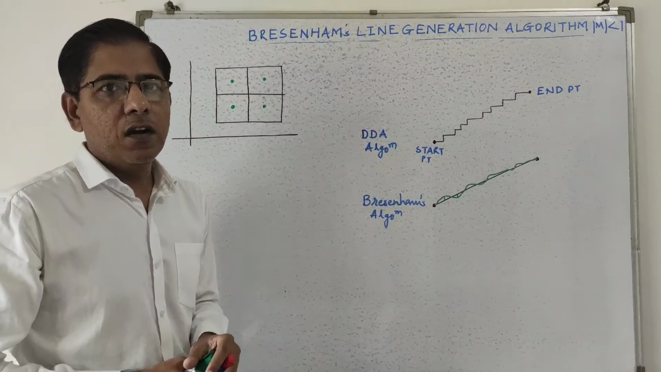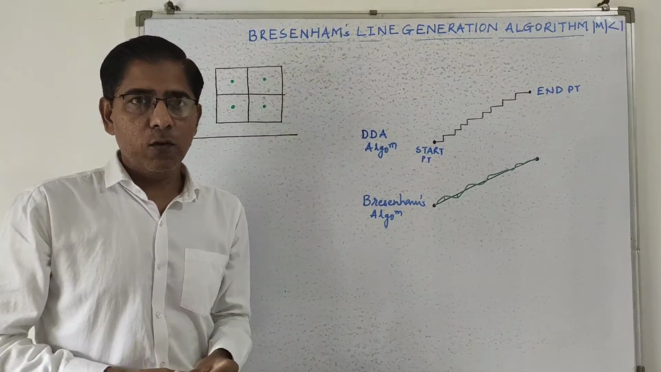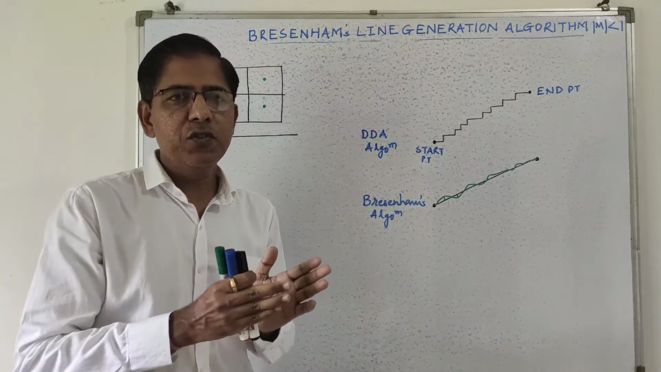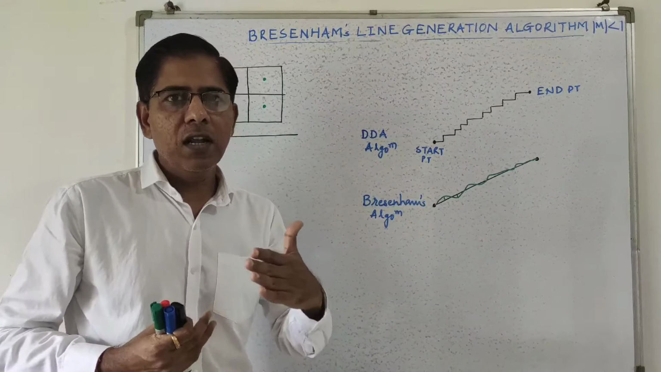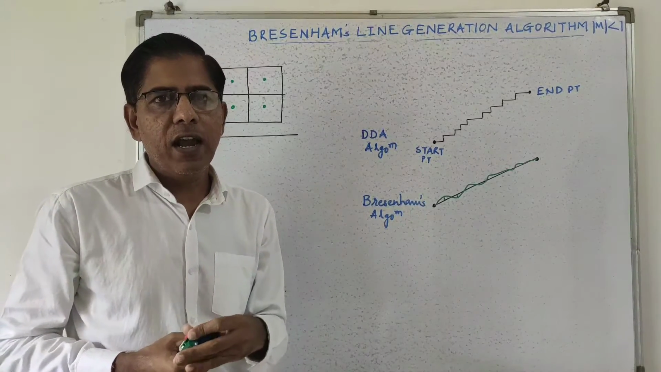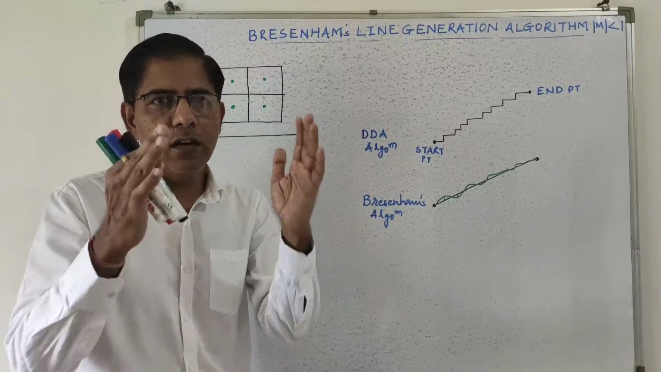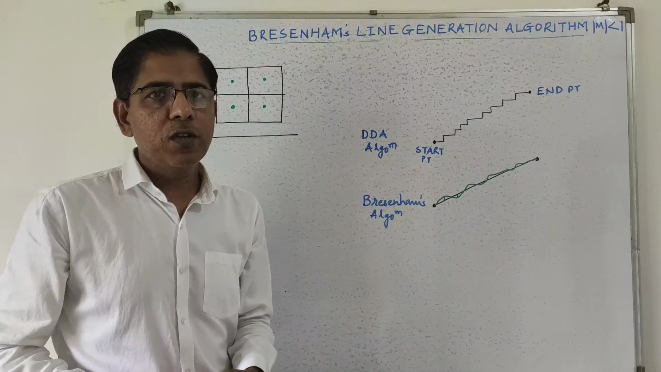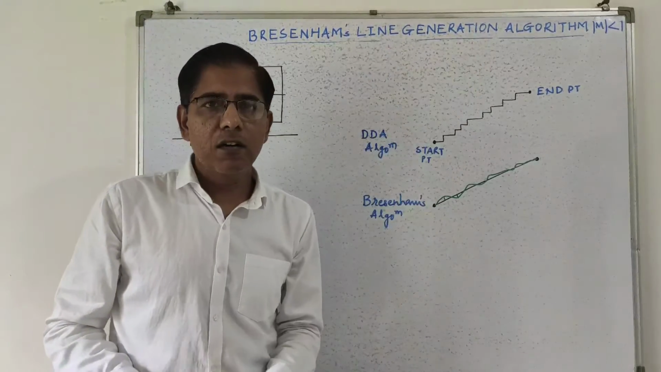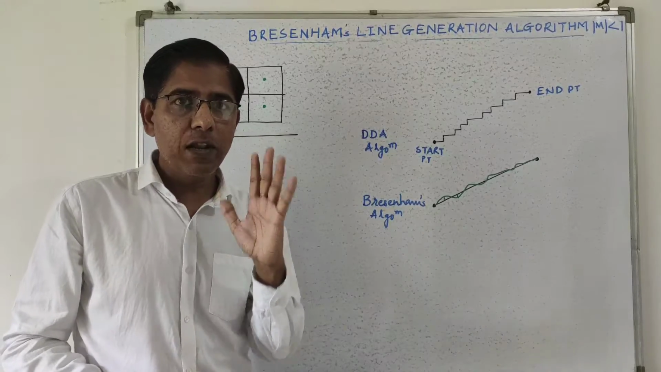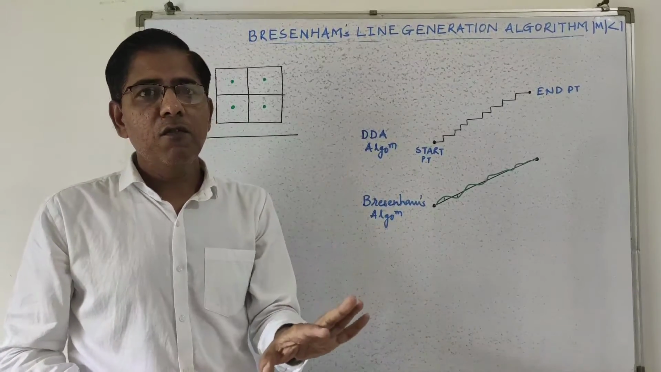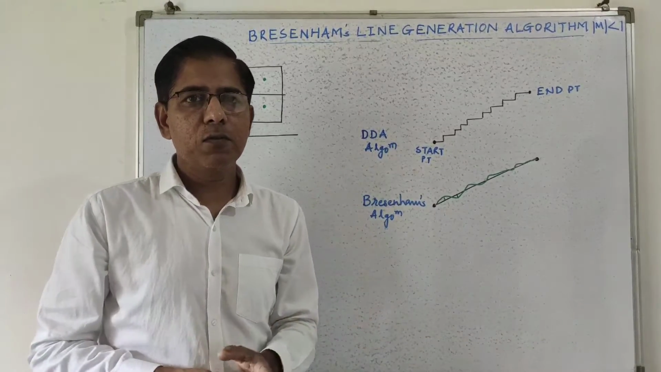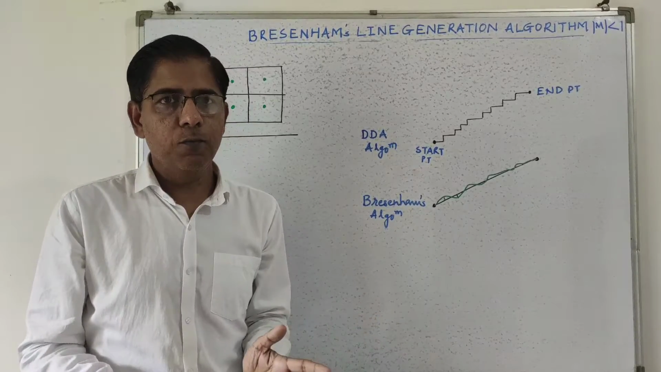Hello students, today's topic is Bresenham's line generation algorithm for slope less than 1. Now we know that the line is generated for slope less than 1 and then for slope greater than 1, and then both these logics are combined together to form a logic for any slope. So today we are going to see the Bresenham's line generation algorithm for slope less than 1. Then we'll see for slope greater than 1, and then we'll combine both these logics to form the Bresenham's line generation algorithm for any slope.